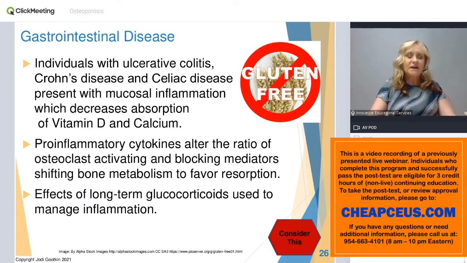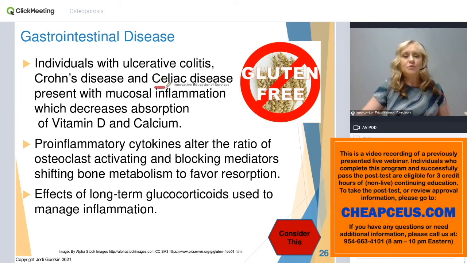Gastrointestinal disease can lead to the development of osteoporosis. It comes down to a chronic malabsorption challenge for individuals of both vitamin D and calcium. Individuals who have inflammatory bowel disease, such as ulcerative colitis, Crohn's disease, it limits the absorption of the calcium.